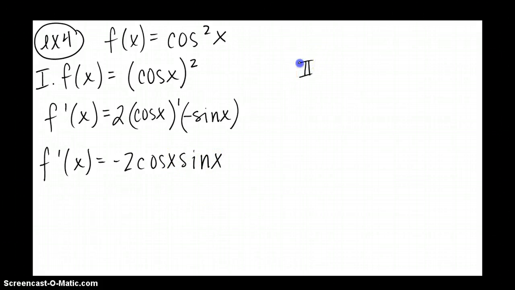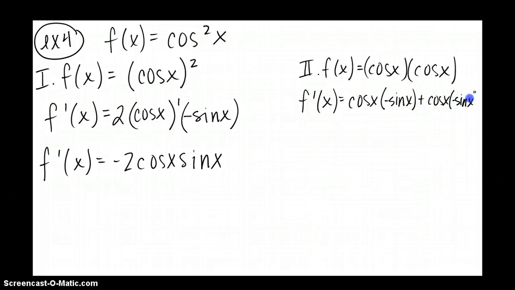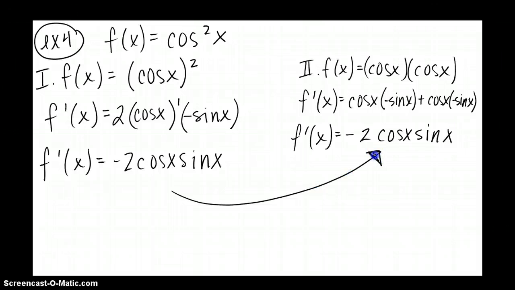Now the second method, you could look at f of x as the product of the cosine of x times the cosine of x. If we use the product rule, first times the derivative of the second function plus second function times the derivative of the first function. Then these are the exact same terms, so when I combine them, we get the -2 cosine x sine x. So it just goes to show that the method you choose is up to you, but no matter what the method is, we have to make sure we're getting the same answers.